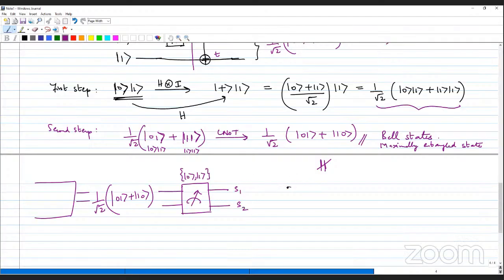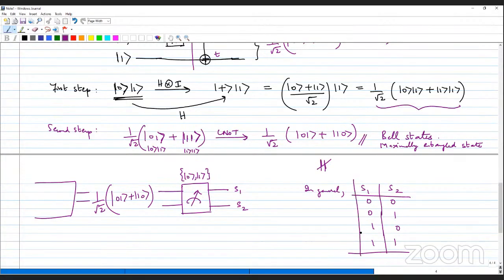So typically, or let me say in general, you can put a table for S1, S2, and you can say these are the possible classical outcomes, right? These are the 2 classical bits, and I could have this set of 4 outcomes in general, right?